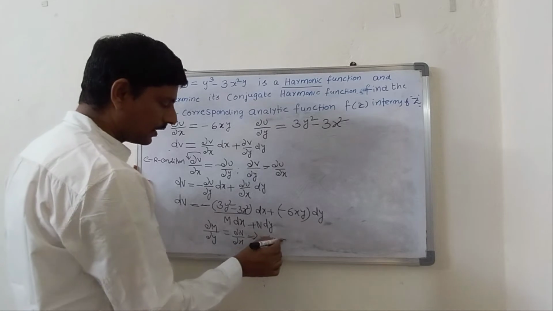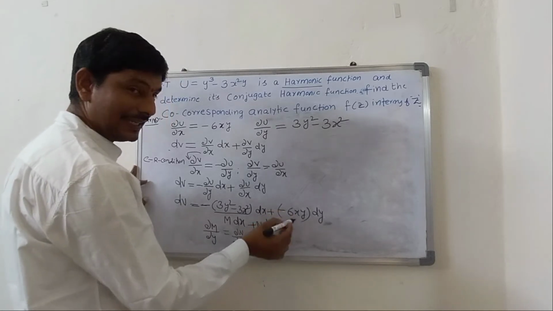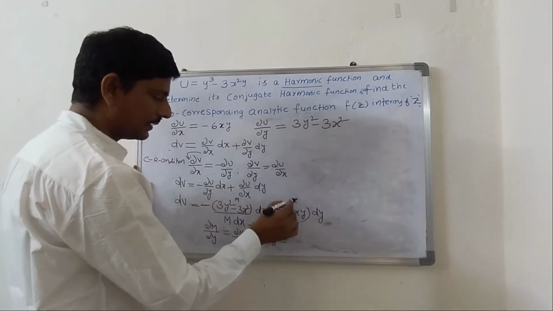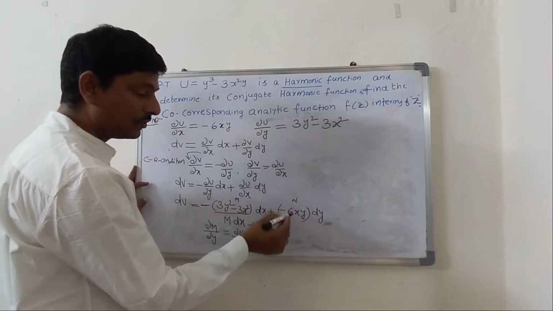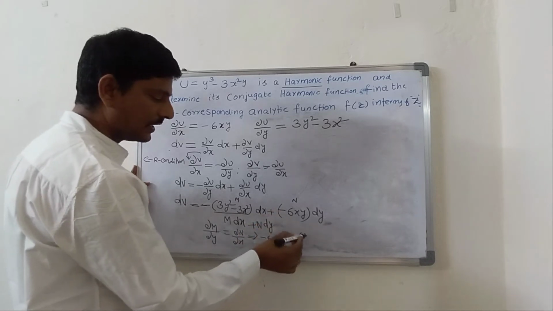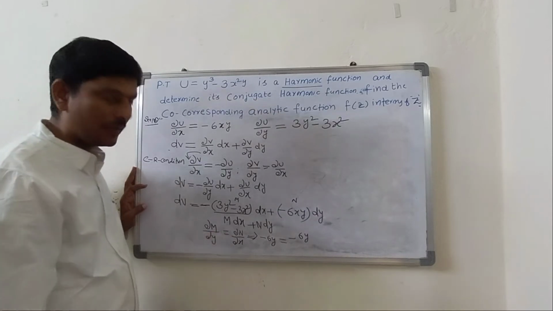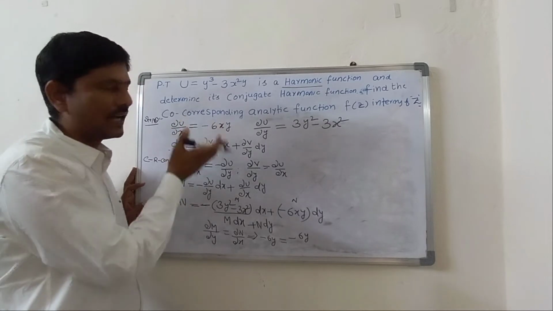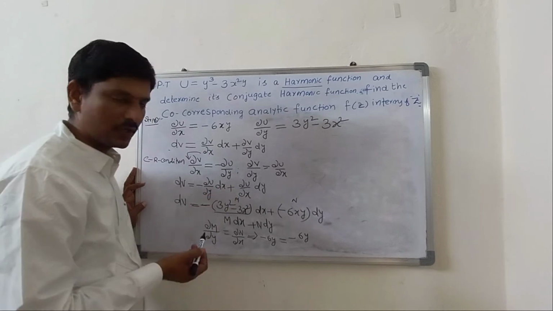Clear? Now we have to differentiate this function with respect to x. This is M and this is N. ∂N/∂x means −6y into ∂/∂x of x. ∂/∂x of x is nothing but 1. So −6y into 1, so −6y is equal to −6y. That means ∂M/∂y is equal to ∂N/∂x. So if you observe, applying our logic, u is a harmonic function, in the sense ∂²u/∂x² + ∂²u/∂y² is equal to 0.